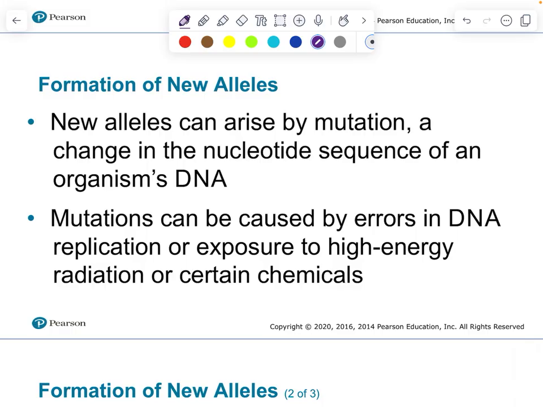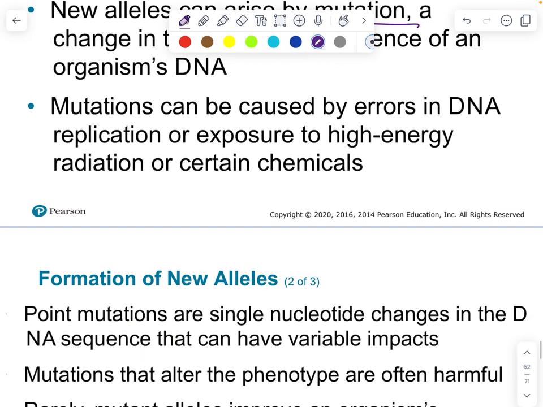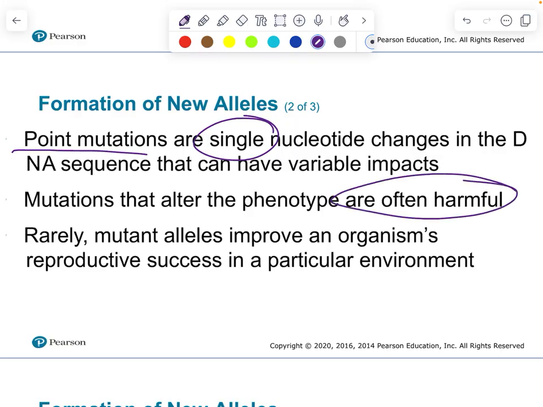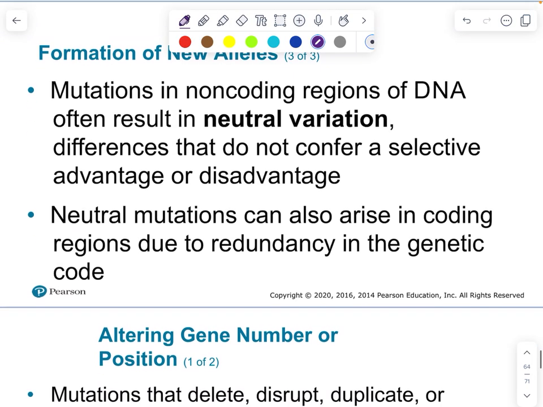So new alleles, how do they come to be? How do we get variation? New alleles can arise by mutation, which is a change, and we talked about changes caused by errors in DNA replication or exposure to high energy radiation or certain chemicals. Point mutations are single nucleotide changes. Mutations that alter the phenotype are most often harmful. Rarely they can increase fitness, an organism's chance of surviving and reproducing.